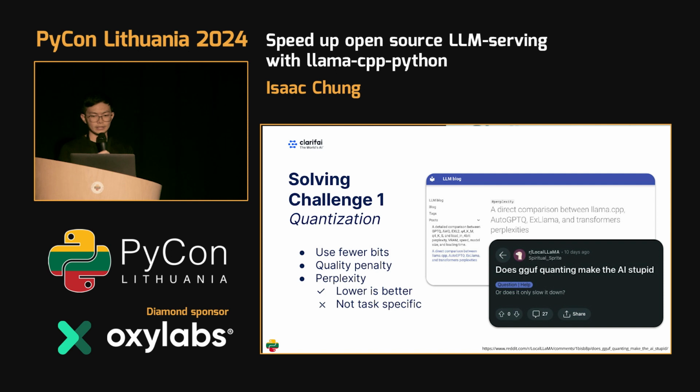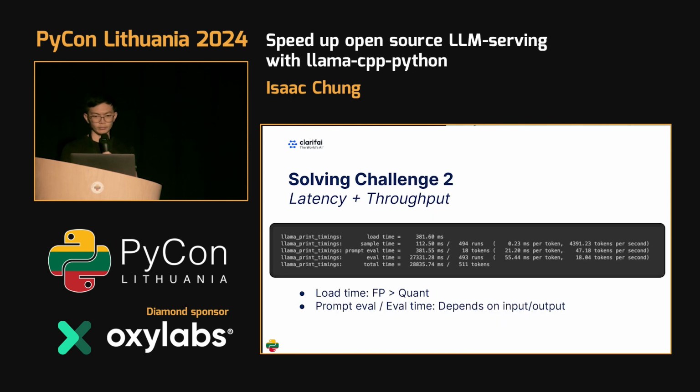Our next one is latency and throughput. So overall model latency can be split into a few parts. We start with load time, which is loading the model into memory, followed by sampling time, which is choosing the next likely token. And there's prompt eval time, which is the time it takes to process the prompt before generating new text. And then finally, eval time, which is the time taken to generate its outputs until, for example, the end of text token or a user set limit.